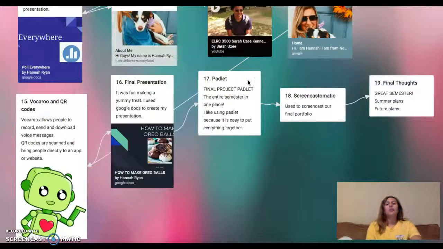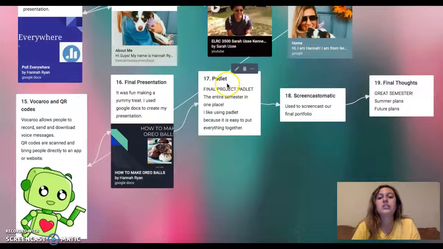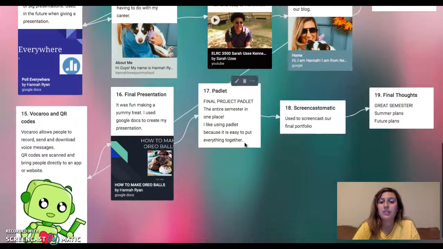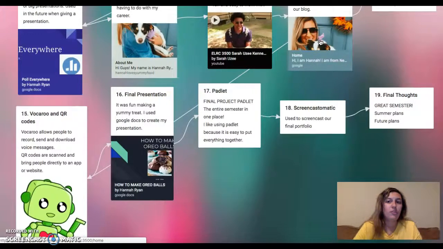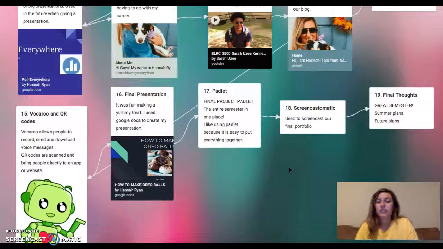So for our final portfolio, we used Padlet, and this was a good project because it allowed us to put our entire semester into one place so that we could go back and look at everything that we did throughout the year. I personally like using Padlet because it is so easy for me to gather all of my ideas and have them all in one place, and I don't have to keep going back and forth through Internet, Safari, Google, etc., and everything is together for me, and I can just get to it very easily.